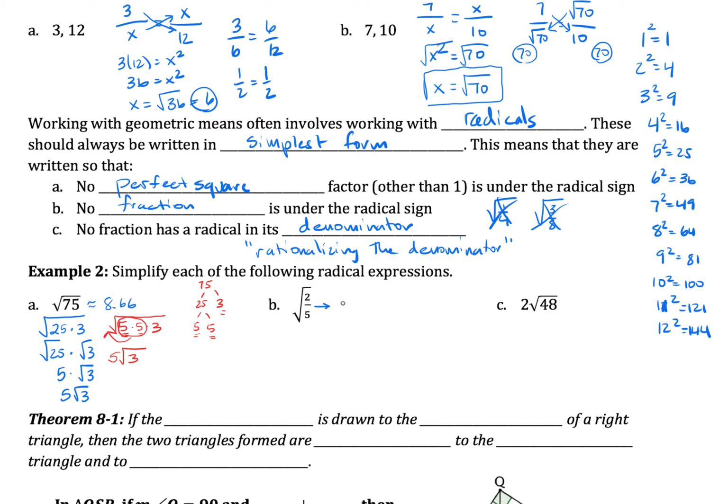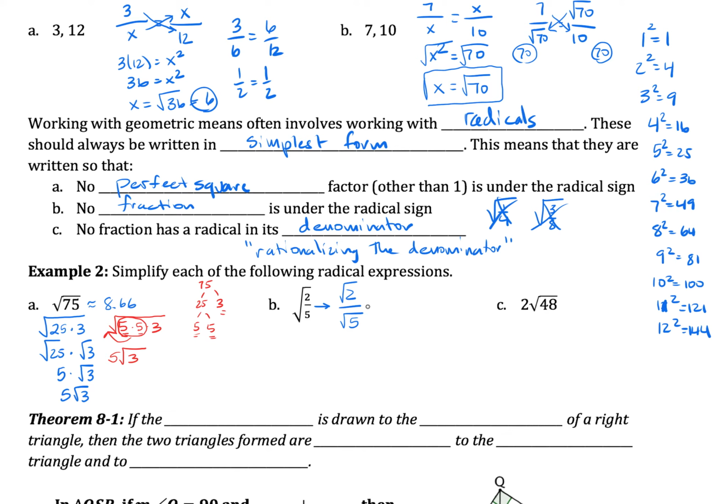What we're going to do first is take that radical sign and put it over the numerator and the denominator. Now this, however, does present another problem because now we have a fraction with a radical in its denominator. We don't have a fraction underneath the radical anymore, but we do have a fraction with a radical in its denominator. And so this is where that whole rationalizing the denominator comes in.